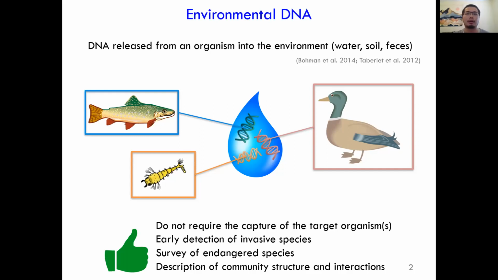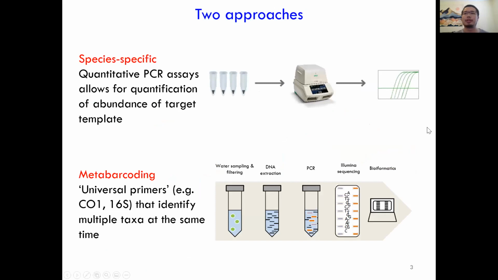There are two general approaches using this technique, depending on your scientific question. The first one is a species-specific approach, where we aim to design assays that are really specific to a single species, because we are only interested in that species, so we can make our detection specific and sensitive to that particular species. We can quantify their abundances using a technique we call quantitative PCR, or real-time PCR.